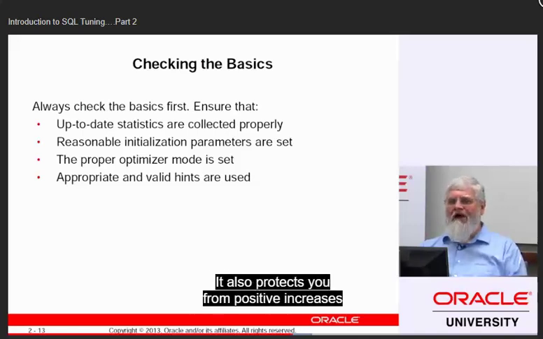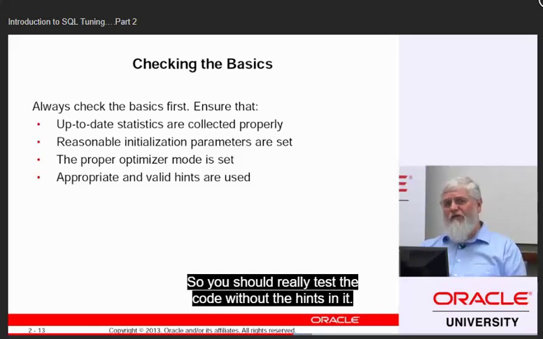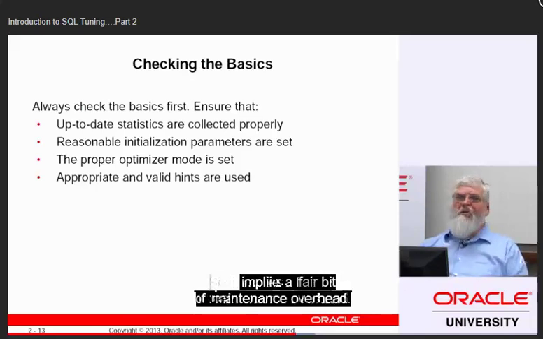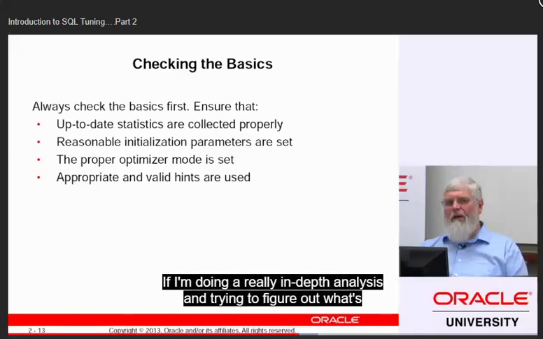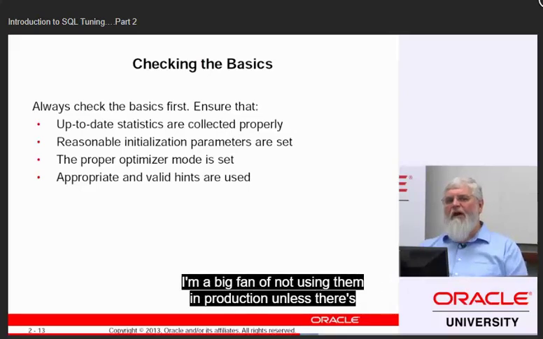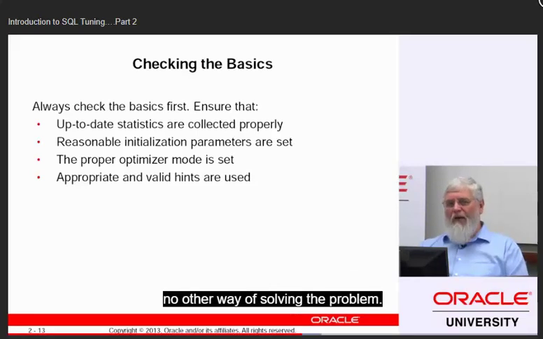I'm a big fan of hints to test on a test machine to try different execution plans. If I'm doing a really in-depth analysis and trying to figure out what's going on, I'm a big fan of them. I'm a big fan of not using them in production unless there's no other way of solving the problem. And with the SQL plan baseline, you can actually solve it without using hints. You can remove the hints later on.